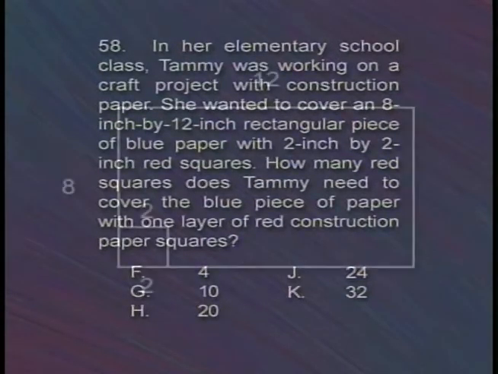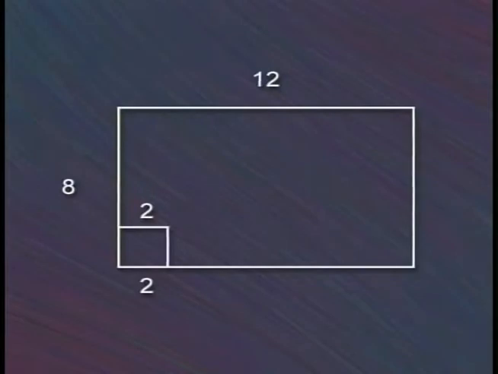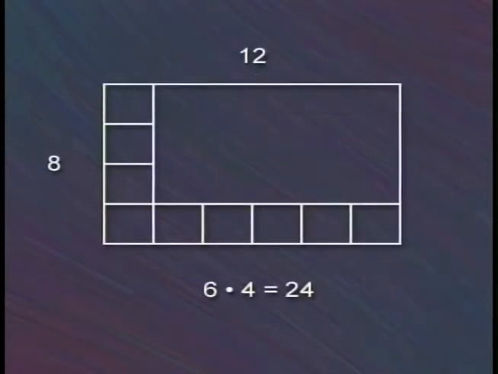Let's draw the larger rectangle with measurements 8 by 12. Within this rectangle, let's draw one of the smaller squares measuring 2 by 2. Now, how many squares are needed to cover the larger rectangle? Well, let's count. Proceeding along the length, we would need 6 of these squares to cover a length of 12. To cover a width of 8, we would need 4 squares. Thus, the total number of squares would be the product of 6 times 4, or 24.